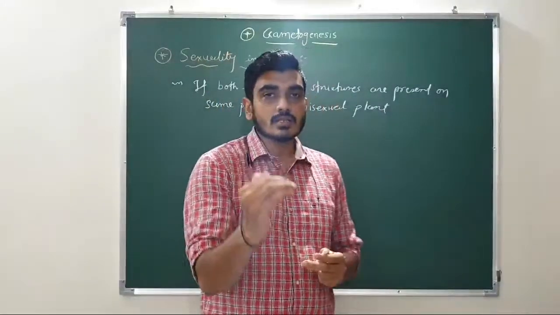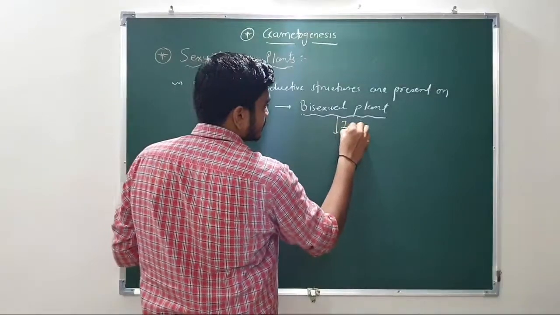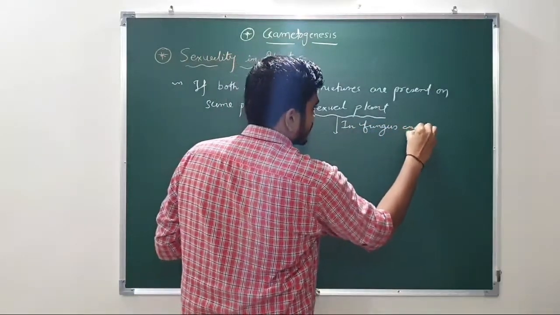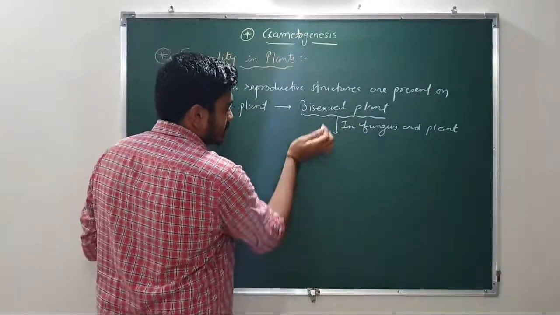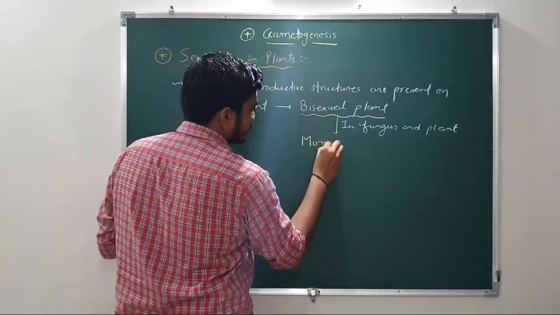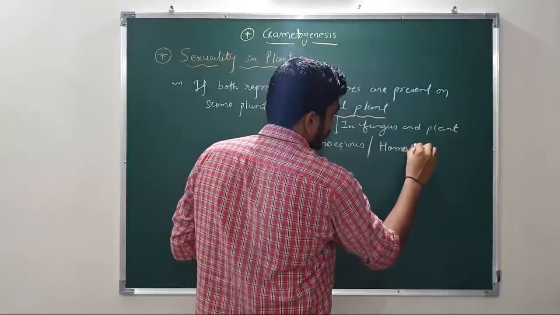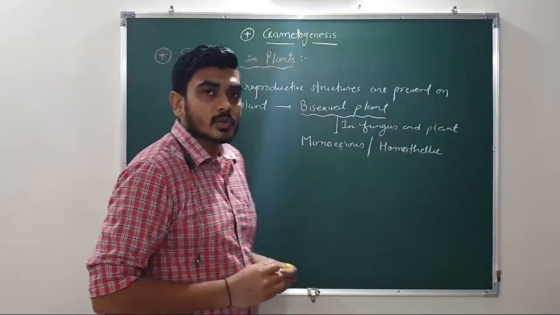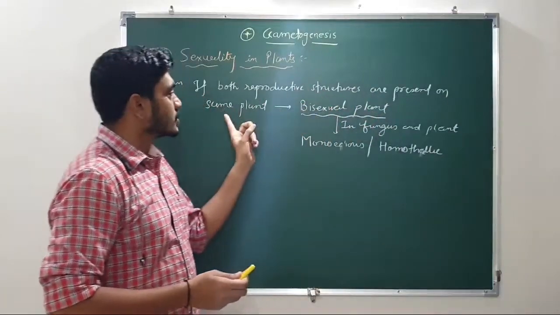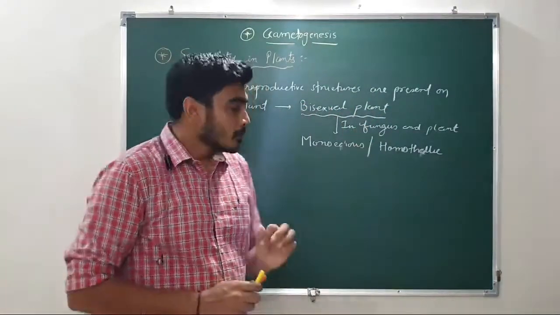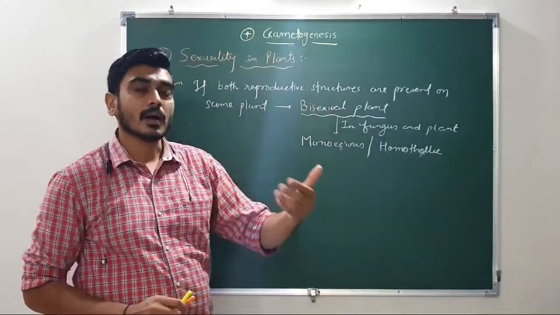But when we consider fungi or some lower plants, another terminology is used for this bisexual plant. So in fungi and some other plants, this bisexual condition is termed as monoecious, or it is also termed as homothallic, right? Because we know that the word thallic, from thallus, represents the simple plant body. So if both the reproductive structures are present on the same plant, then that plant is known as a bisexual plant. But in fungi and lower plants, the other terminologies like monoecious or homothallic are used to represent the bisexual condition.